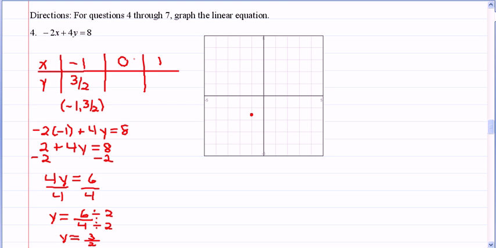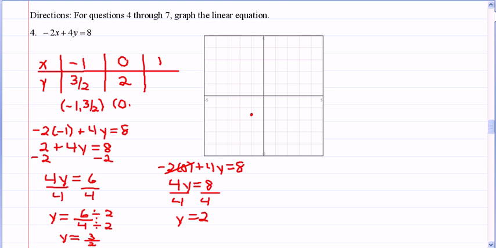Now I do the same thing, but now I substitute 0 in for x. So I have negative 2 times 0 plus 4y equals 8. Negative 2 times 0 is just 0, so I'm left with 4y equals 8. Divide both sides by 4, and y equals 2. So underneath 0, I put the number 2, and my point is 0, 2.